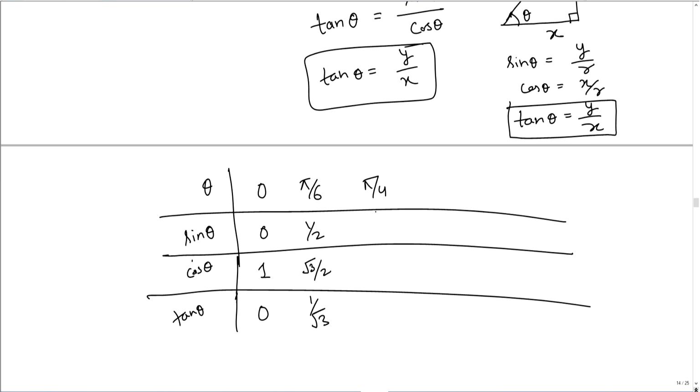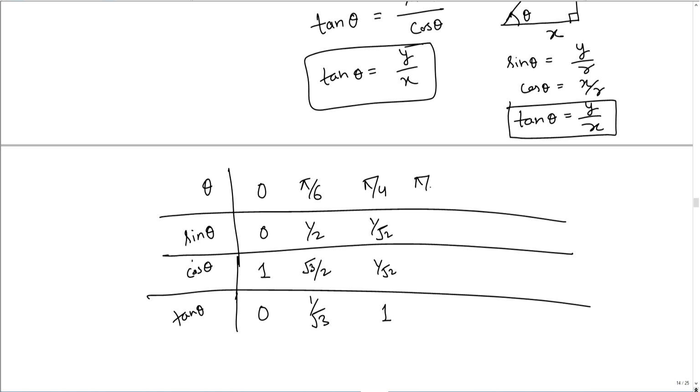At pi by 4, sine theta would be 1 by root 2, and cos theta is also 1 by root 2. These two, sine theta and cos theta, are exactly the same at pi by 4, which is 45 degrees. So tan theta would be 1 by root 2 divided by 1 by root 2, which is 1. So tan theta has a value of 1 at pi by 4.